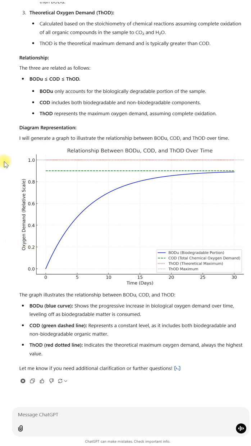BO2, blue curve, shows the progressive increase in biological oxygen demand over time, leveling off as biodegradable matter is consumed. COD, green dashed line, represents a constant level as it includes both biodegradable and non-biodegradable organic matter. THOD, red dotted line, indicates the theoretical maximum oxygen demand, always the highest value. Let me know if you need additional clarification or have further questions.